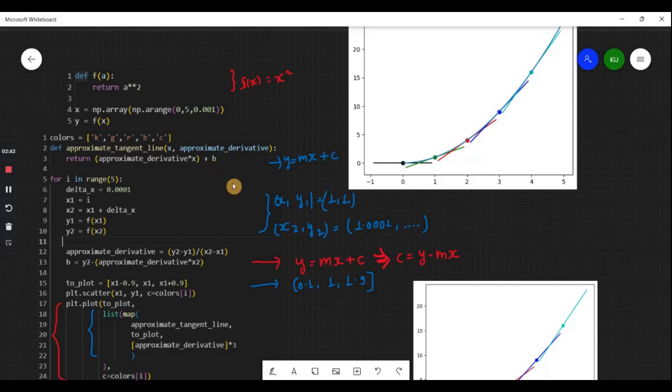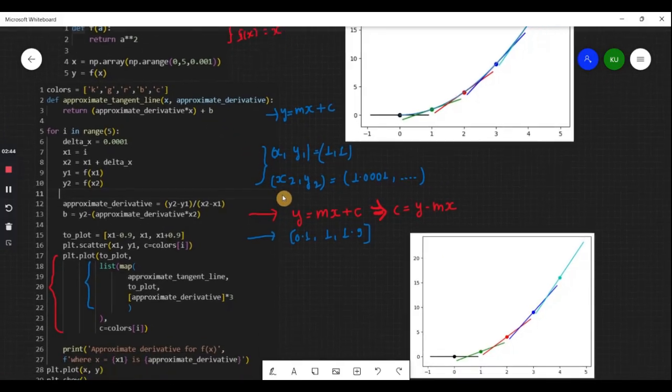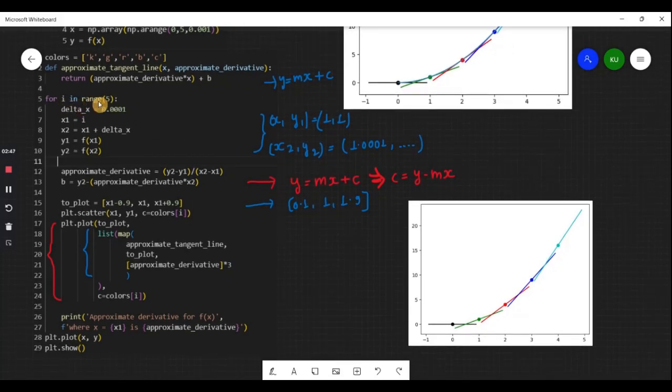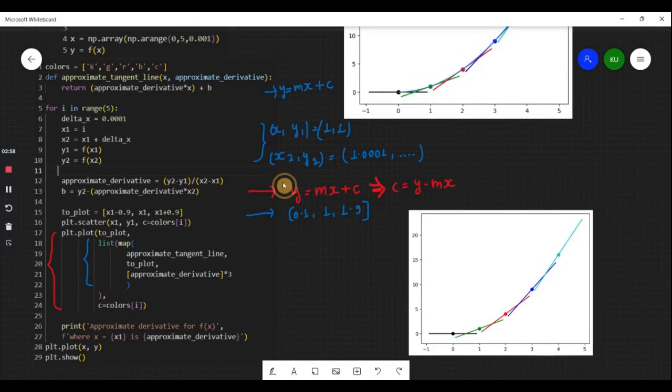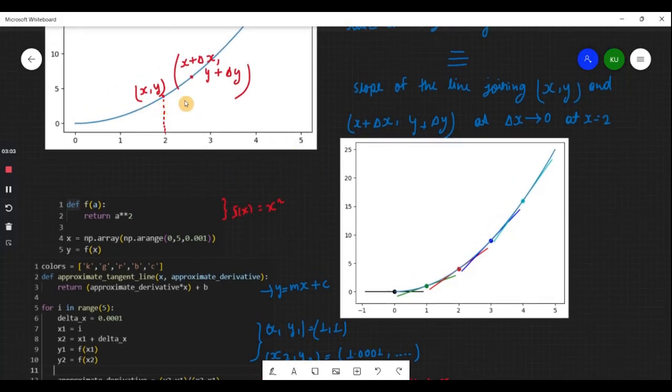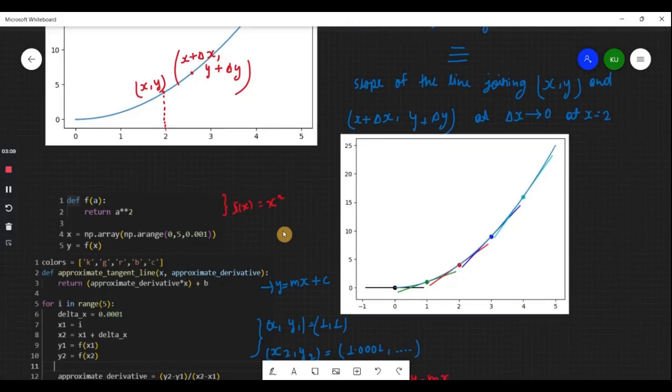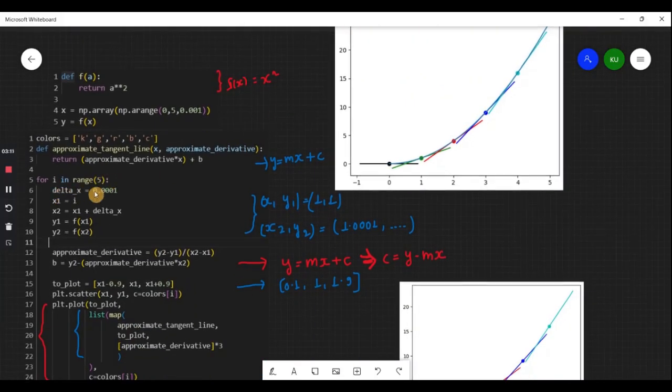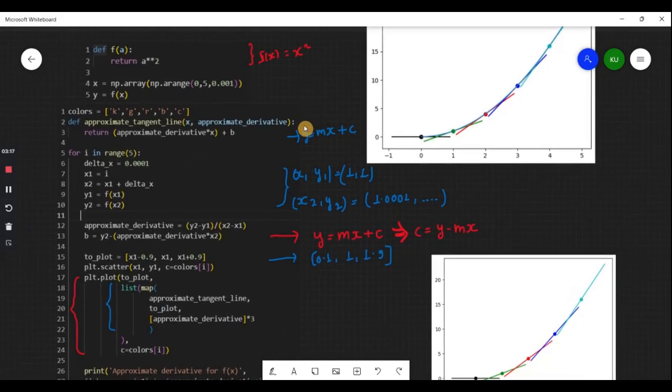Now let's try to understand this for loop. In this for loop, i is taking values from 0 to 4, and after completion of each iteration, we will have plotted a tangent line to our graph. As I have previously explained, to plot a tangent line to the graph at x, we need a neighboring point of x which is x plus delta x, and delta x will be tending to 0. And here you can see I have taken delta x equal to 0.0001, which we can assume to be tending to 0. And x1 will be equal to i.